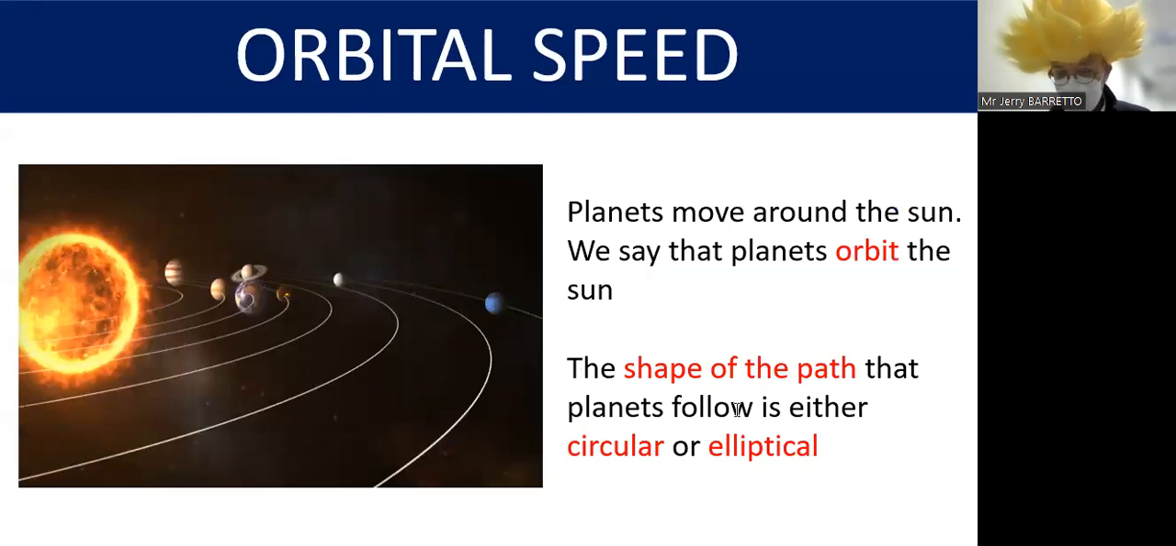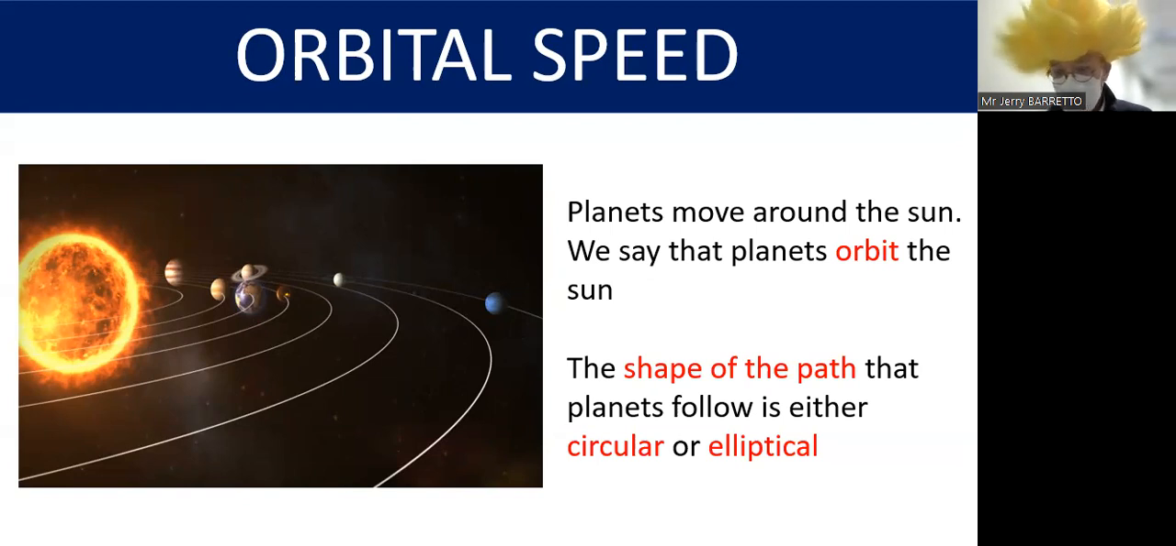In primary school, or might be in year 7, we learned that planets move around the sun. This moving around the sun, we call it orbiting, right? We say that planets orbit the sun. Okay, that means they move around, they go around the sun.